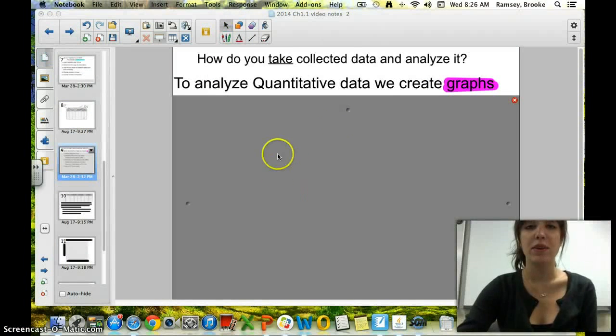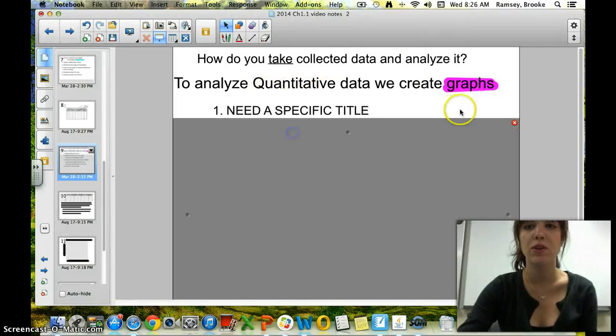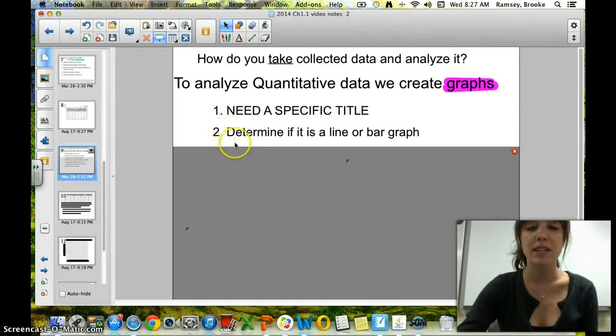All right, so now that we have our data and we've collected it, now we need a way to analyze it. So the way we do that is we put it into a graph, and that is how we analyze our quantitative data. So in order to make a good graph, we need a specific title. What are we looking at? The second thing we need is to determine if it is a line or a bar graph.